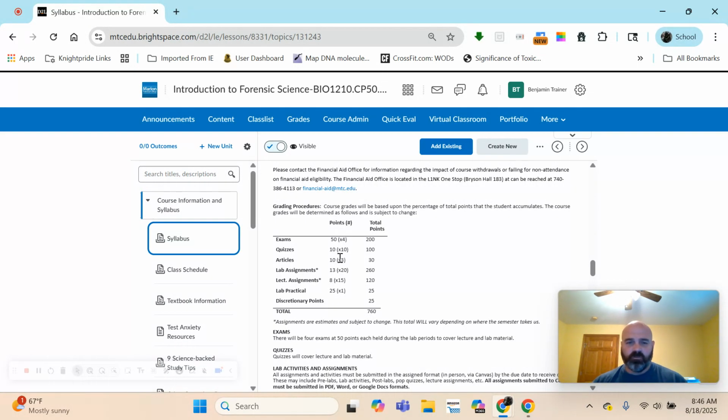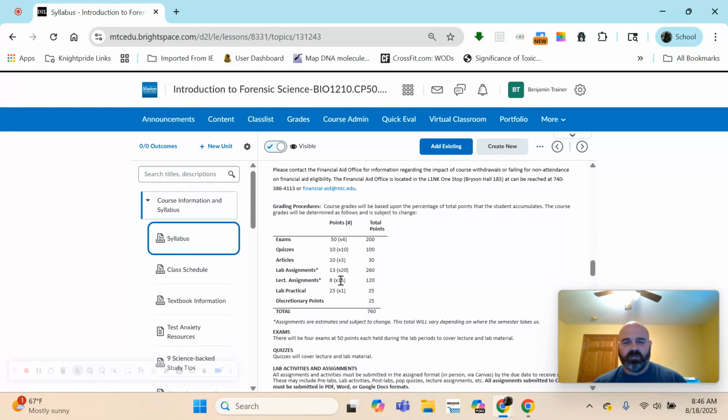You have three articles that you'll read. I'll mention that here in just a little bit. The lab assignments and lecture assignments, these aren't perfect. I know some of the lab assignments are well more than 20 points. Some of the lecture assignments are less than 15 points, some are more. You get the idea. There's going to be some variation there.